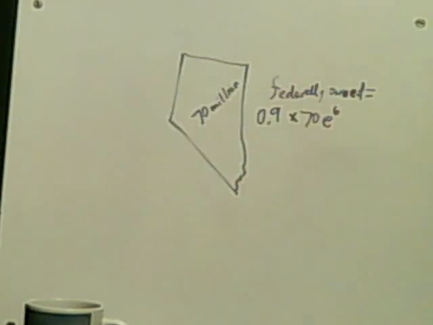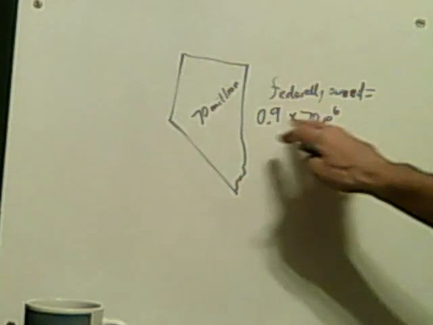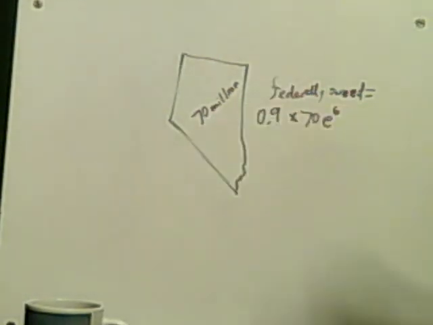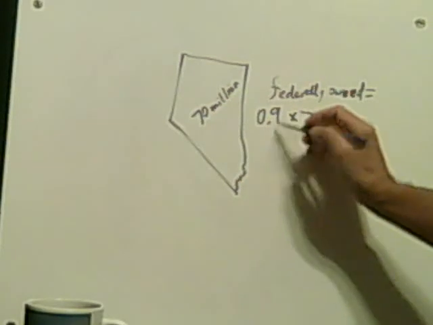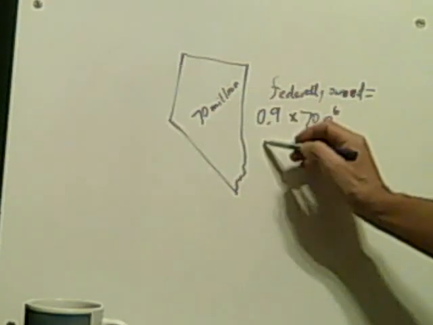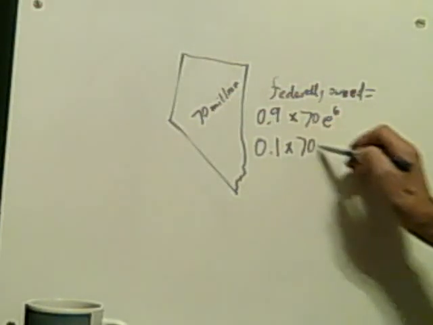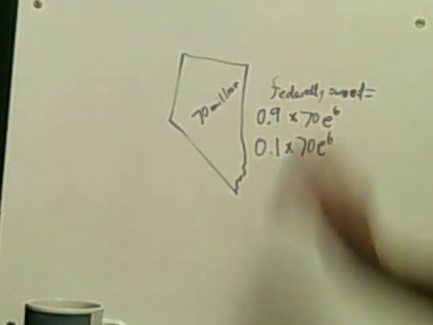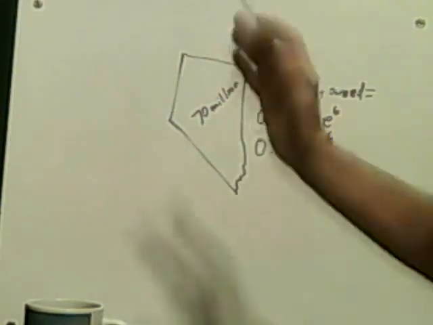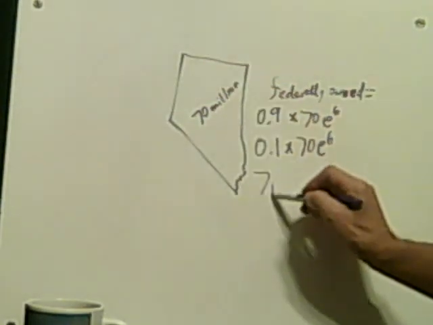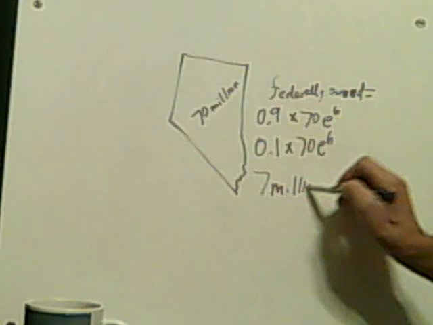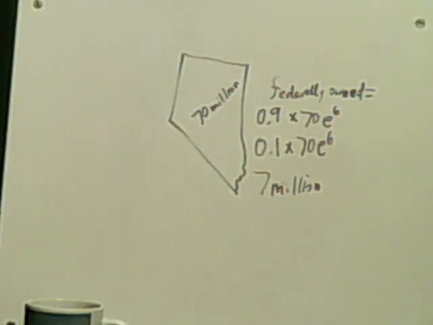Okay? And you could do that, and then you could subtract it from the 70 million, but we know that if 90% is federally owned, that means that 10% is going to be not federally owned. 10% is the same as 0.1, and that's the same as just moving over the decimal place. So you're going to get 7 million is not federally owned. Okay.